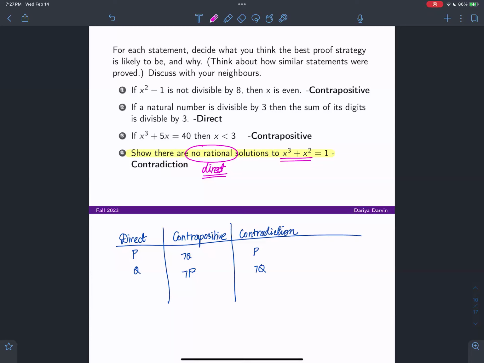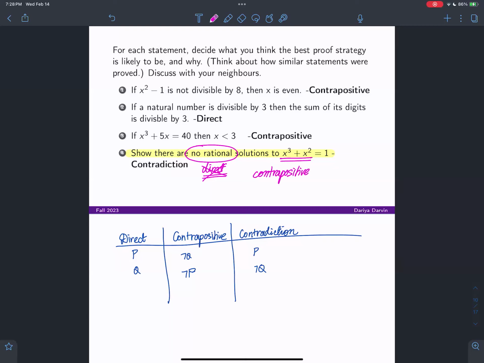Again, depending on the equation, finding the roots might be easy or not easy. But in general, given a random equation, finding the solution and showing they are not rational is not easy. So direct could be possible depending on the equation, but generally not a good option. Contrapositive is a bit tricky here because I don't even know what my P and Q are.